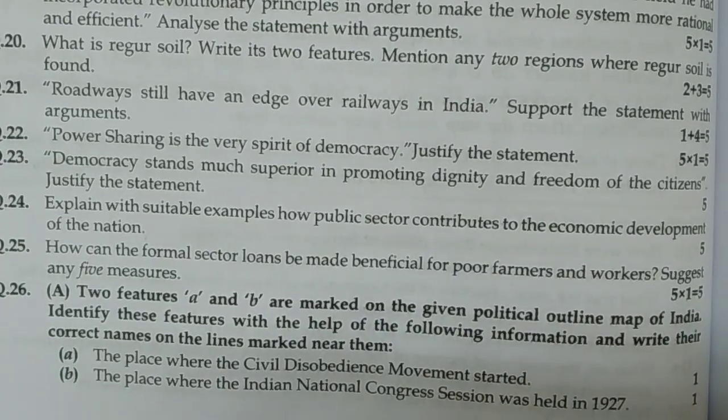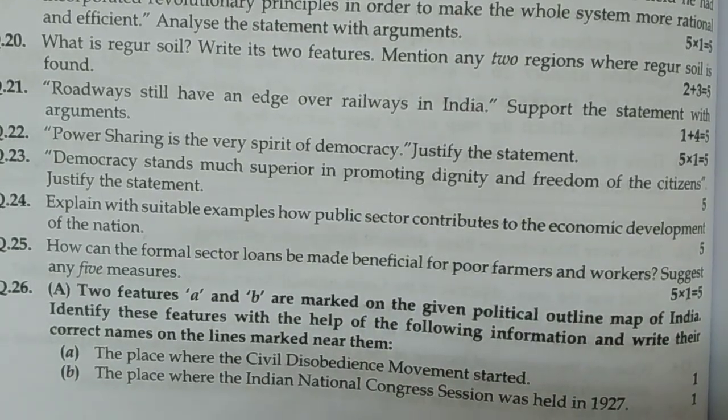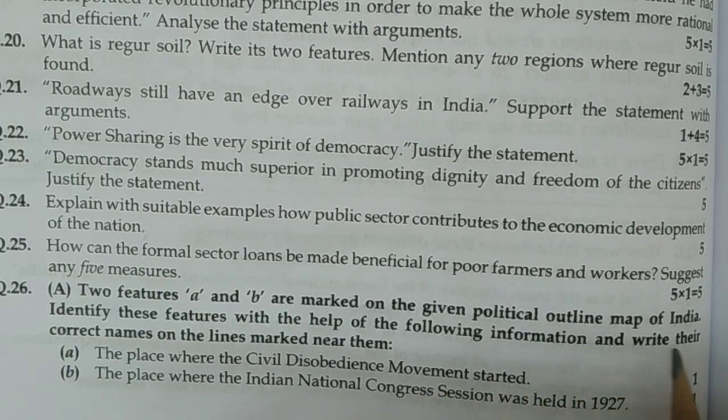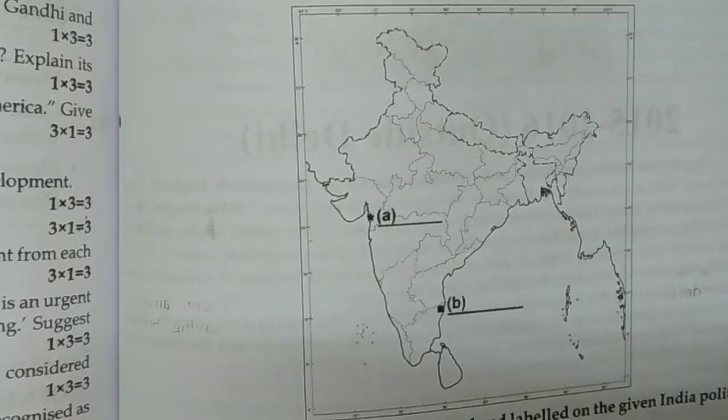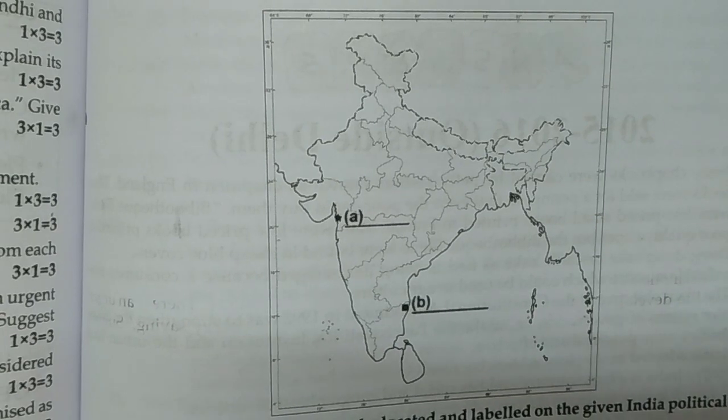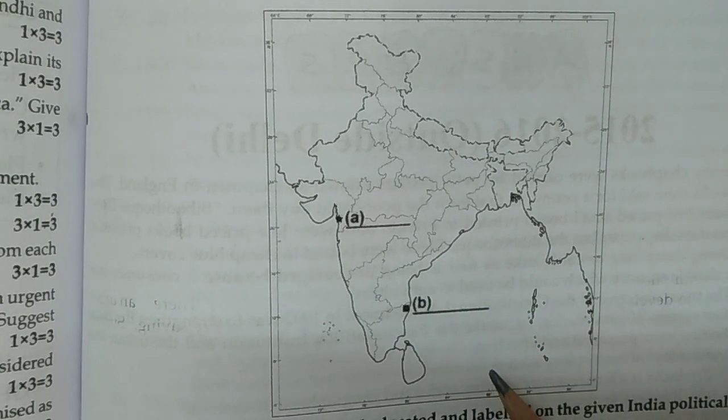It's a map based question. As I am telling you, 2 questions are taken from the history portion. Two features A and B are marked on the political outline map. Identify these features with the help of the following information and write their correct names on the lines marked near them. A is the place where the civil disobedience movement started, and B is the place where the Indian National Congress session was held in 1927. You can see in the map it is marked properly. You can write A there, and then complete B from here.